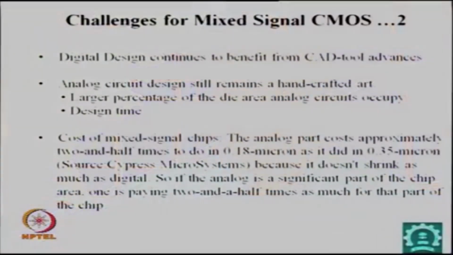The analog part costs approximately 2.5 times that of digital. For example, 0.18 micron costs 2.5 times 0.35. So if you go to 45, you can think of how much cost I am unnecessarily putting on. I know the performance is much better at 0.35. I am scaling down and pushing myself to put more money on it for no good reason. I am getting worse performance, paying higher.